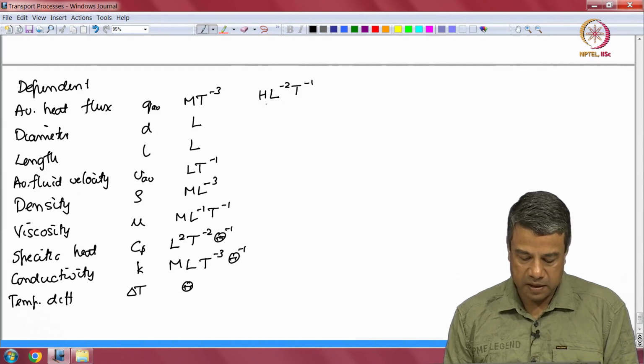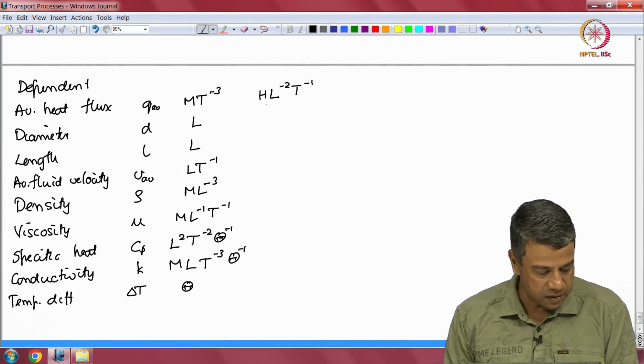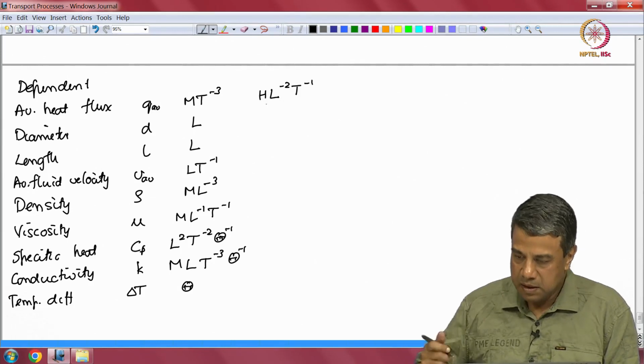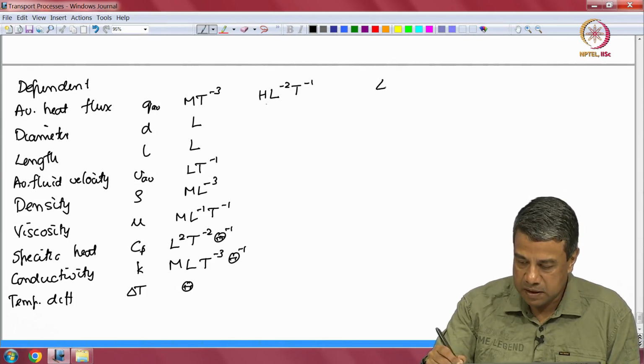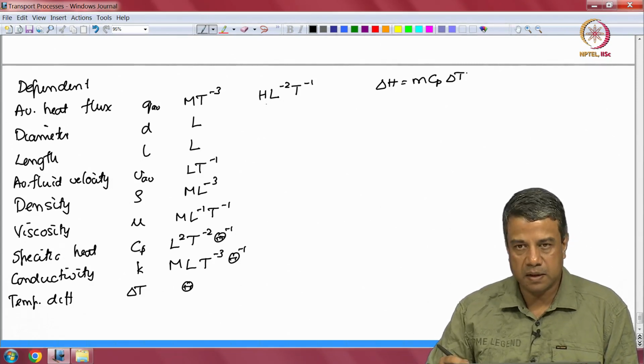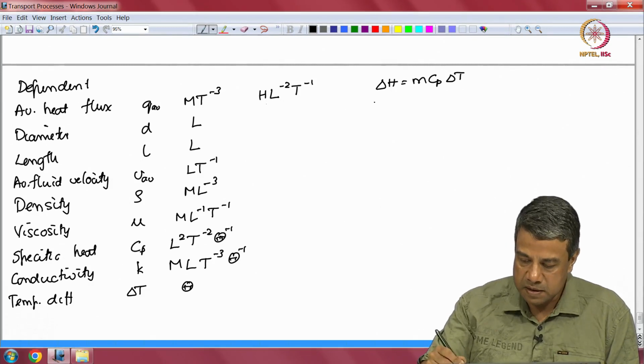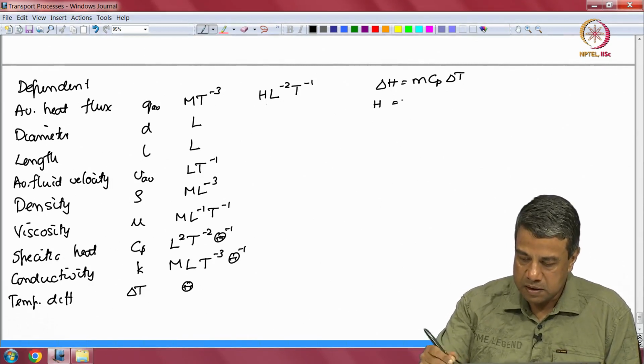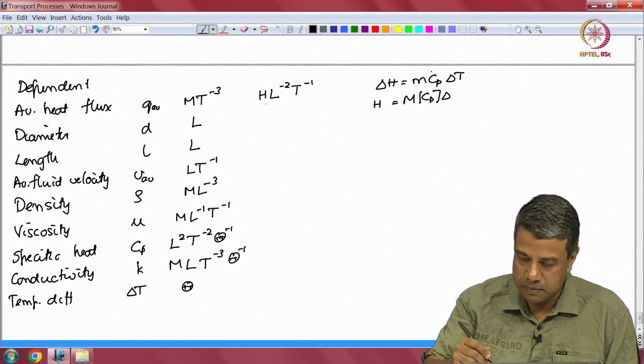Similarly, specific heat, conductivity and temperature difference are all thermal quantities. So, specific heat, we know that the change in enthalpy is equal to m Cp delta T. Enthalpy has dimensions of H, which is equal to the mass dimension, the dimensions of Cp and the dimension of delta T, which is theta.